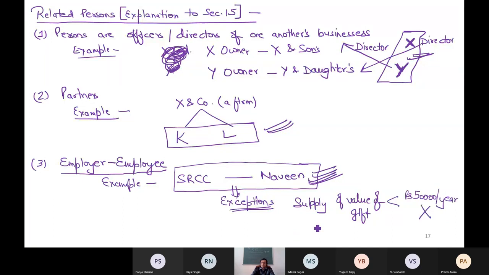But supply of gifts of value 50,000 or more per year has to be treated as supply in any case. So only one exception is there. Next point. So these are the examples. You can have a numerical, there can be a 5 or 6 marks numerical, and they will ask whether it is a supply or not. So you have to think that yes, these are related persons, even if no consideration, but in the business, so it will be supply. So this is how the questions are framed.